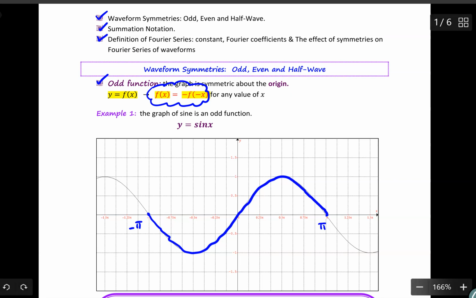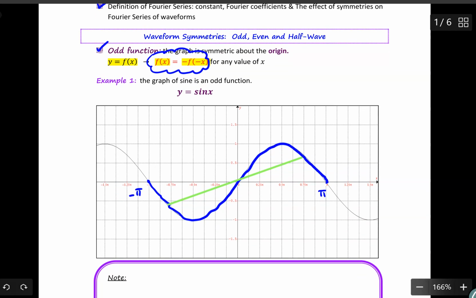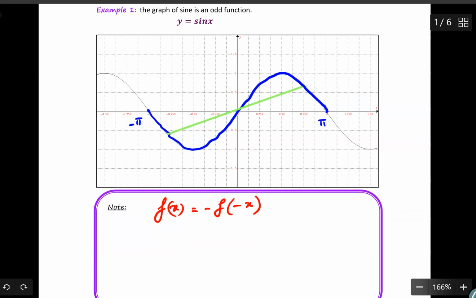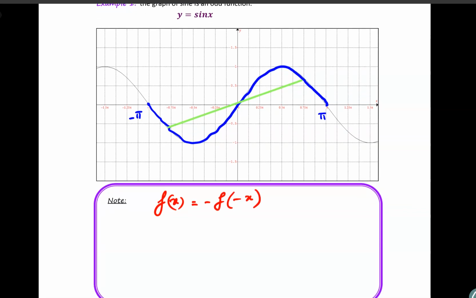So I start from here. I will draw a line through the origin, just so that you see that it's symmetric through the origin. Let's use some numbers to prove that f(x) is equal to negative f of negative x. I will pick the value 0.5 pi, so right here I pick these values. I will let x equal 0.5 pi.